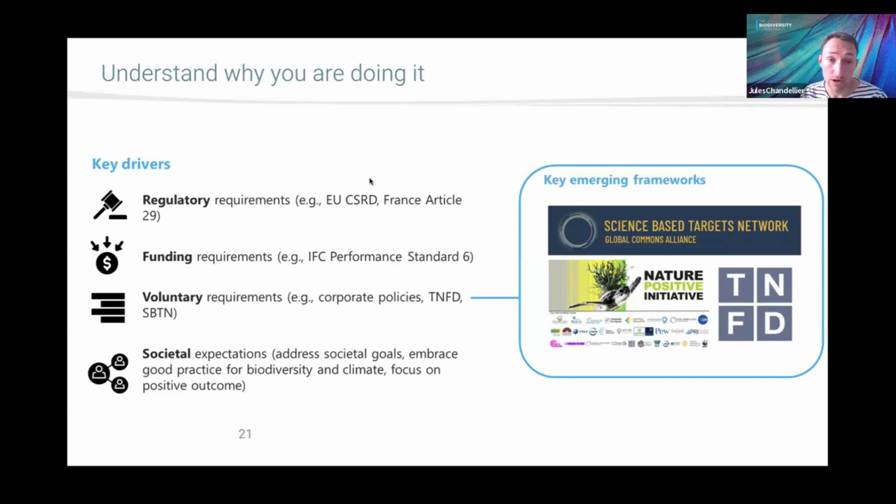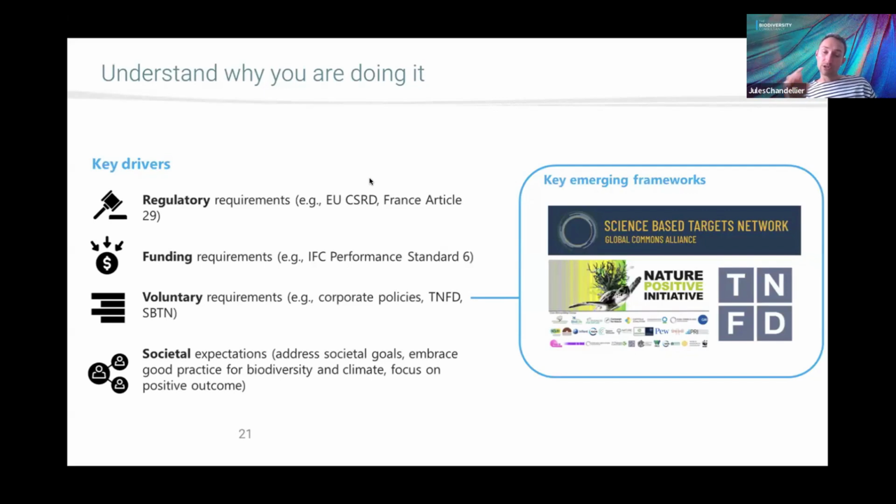A third driver is voluntary requirements. We'll see that there are a lot of emerging frameworks at the moment which are trying to help companies better understand and better integrate biodiversity within their activities. These frameworks are not regulatory, so they're not mandatory for now, and they can be used voluntarily by different actors.